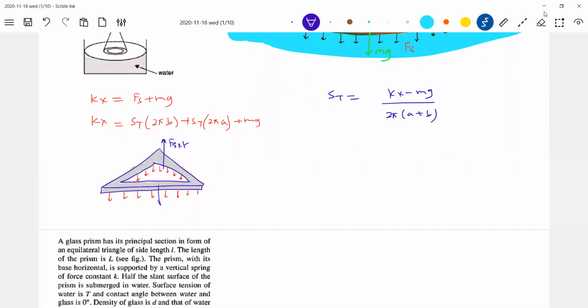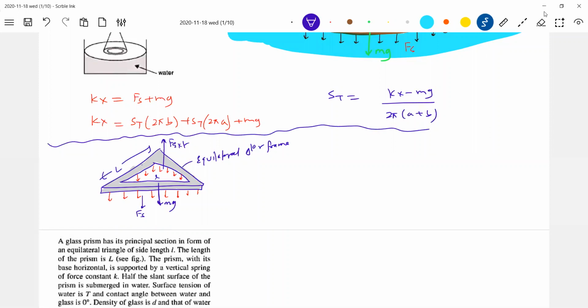The weight mg will act, and the force due to surface tension. So let the length of the outer side be L, and the inner one will be smaller, small l. It's an equilateral triangular frame. Tell me, what should I write? How much external force? What external force should I apply to pull it from the water surface? So this should be equal to mg plus surface tension into 3L, plus surface tension into 3 small l.